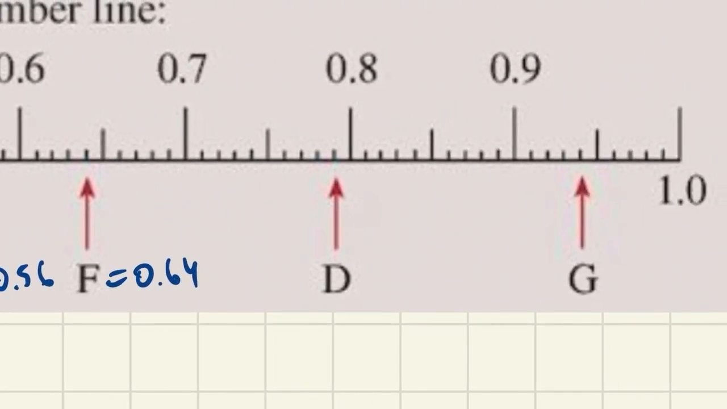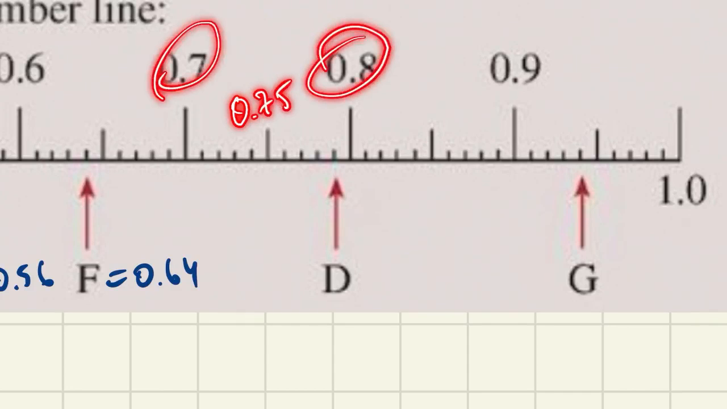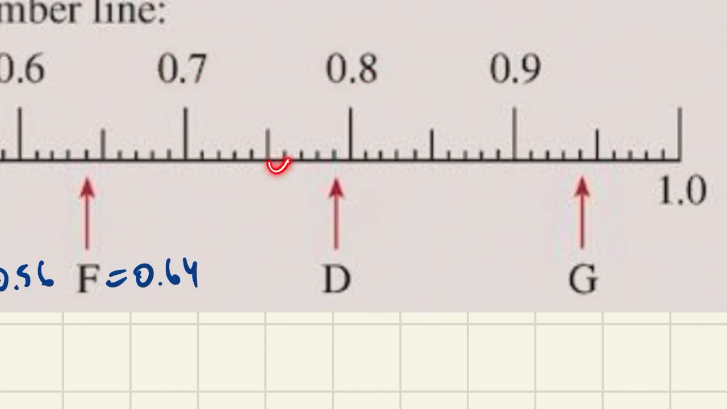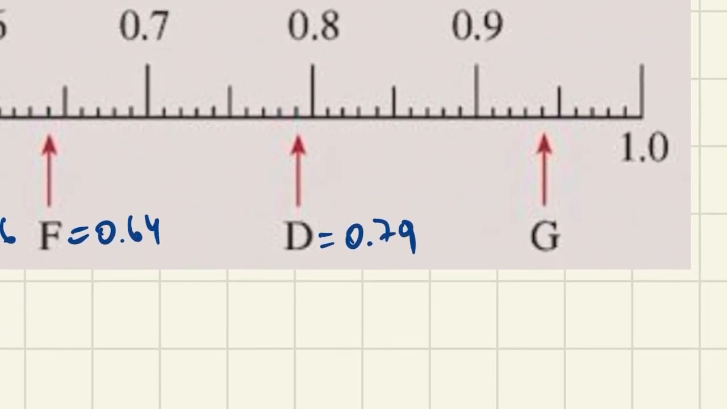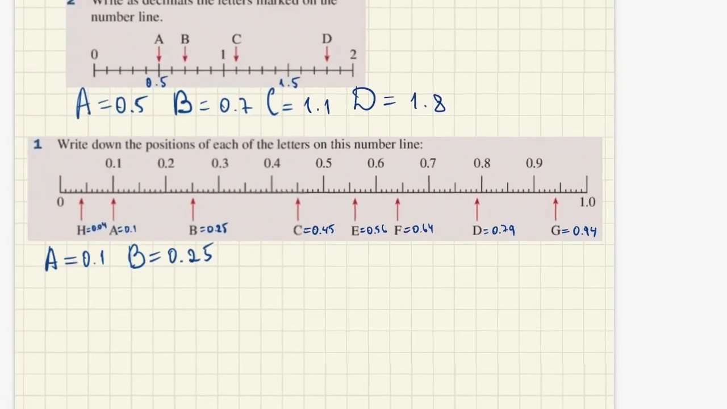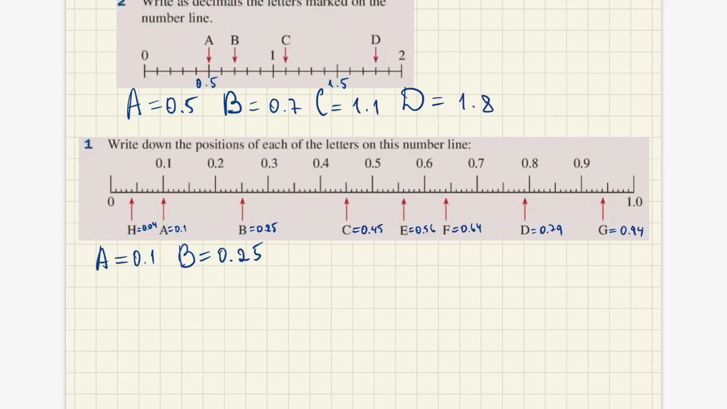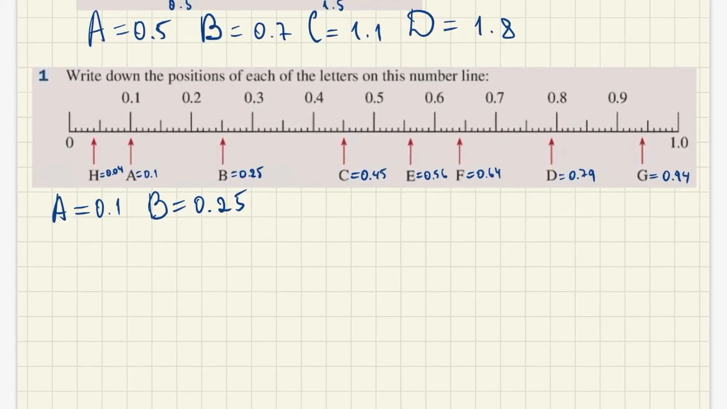D is, we can start from here, 0.75 because it's in the middle. So we go 76, 77, 78, 79. D is 0.79. And finally G is 91, 92, 93, 94. G is 0.94. And this is all of it.